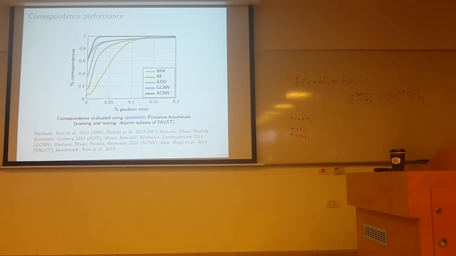Would this generalize well across data sets? So if I have a human in Tosca and a human in Faust? I will show some results.